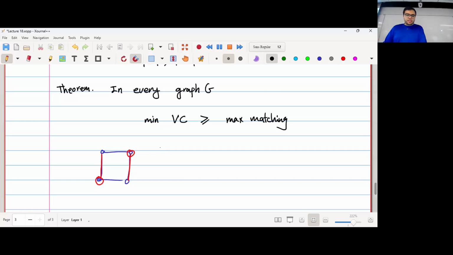Can we find a case where they're not equal? Well, let's take a cycle with 5 vertices: 1, 2, 3, 4, 5. What is the size of the maximum matching here? Look, if I want to take 3 edges, I will have to take 2 edges that are next to each other, and that would no longer be a matching. So I can take at most 2 edges in my matching. This is a maximum matching.